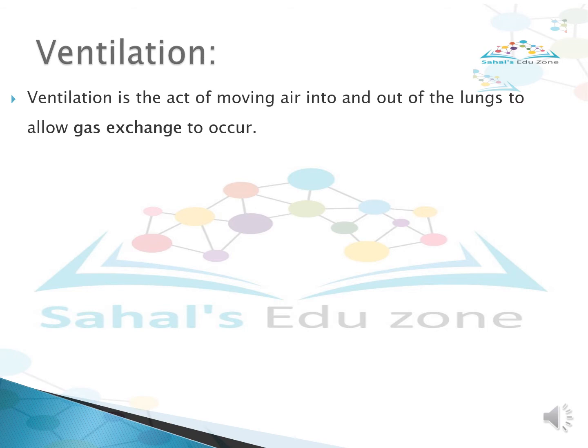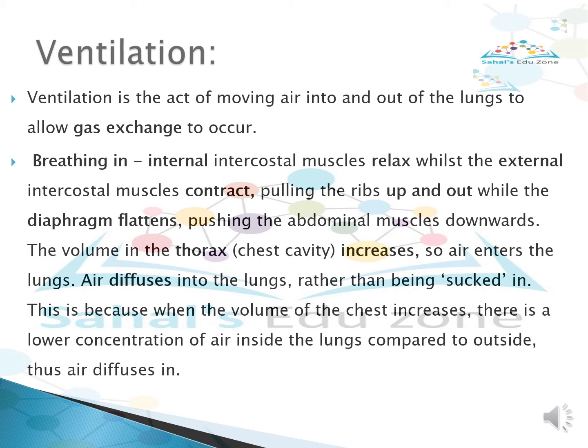Ventilation. Ventilation is the act of moving air into and out of the lungs to allow gas exchange to occur. Breathing in. Internal intercostal muscles relax while the external intercostal muscles contract, pulling the ribs up and out, while the diaphragm flattens, pushing the abdominal muscles downwards. The volume in the thorax, that is chest cavity, increases, so air enters the lungs.